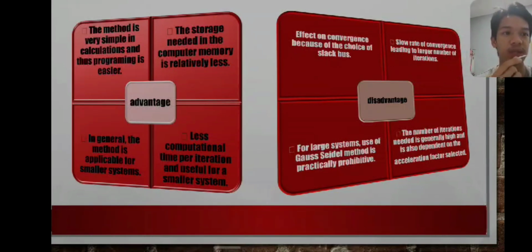The disadvantages: first, effect on convergence because of the choice of slack bus. Second, slow rate of convergence leading to a larger number of iterations. Third, for large systems, use of the Gauss-Seidel method is practically prohibitive. Lastly, the number of iterations needed is generally high and is also dependent on the acceleration factor selected.